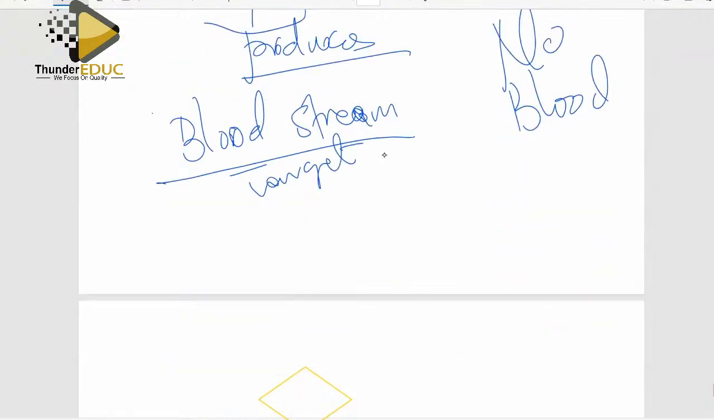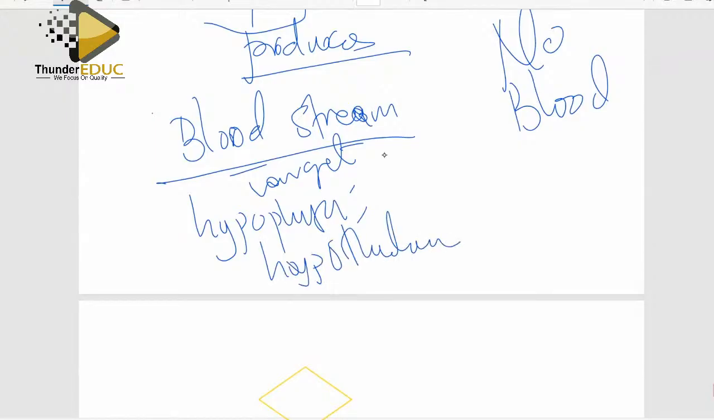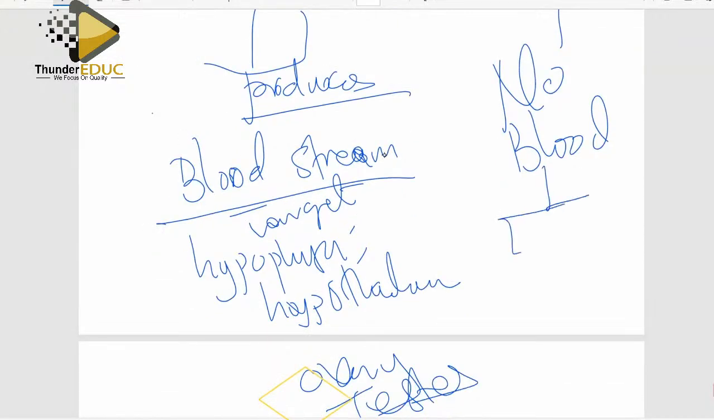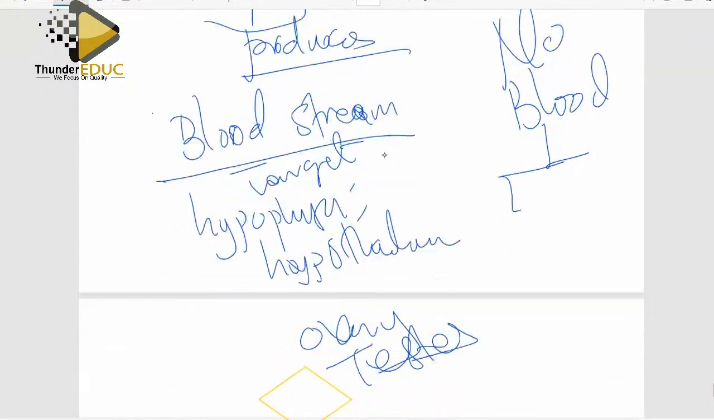So examples here, you can talk about the hypophysis, the pituitary gland, the hypothalamus, thalamus. You can talk about ovaries. You can talk about the testes. Let me make them plural. Testes, yes.